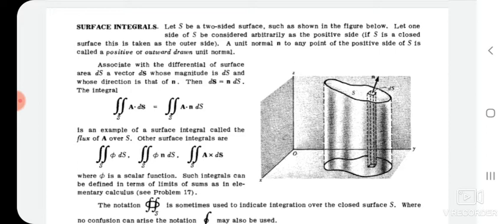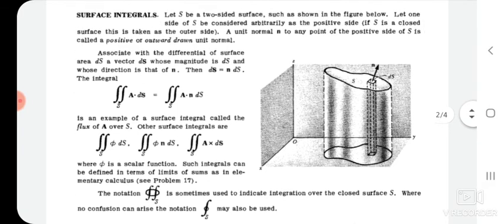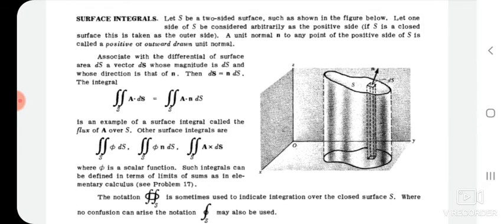Other surface integrals are the surface integral of phi dS, or the surface integral of phi n dS, or the surface integral of A cross dS, where phi is a scalar function. Such integrals can be defined in terms of limits of sums as in elementary calculus.